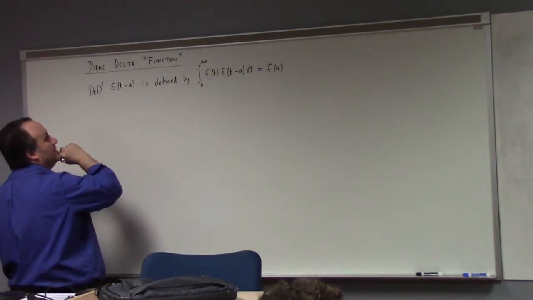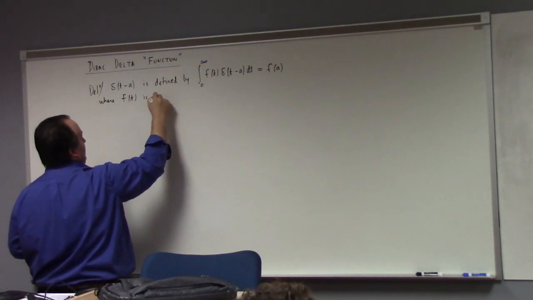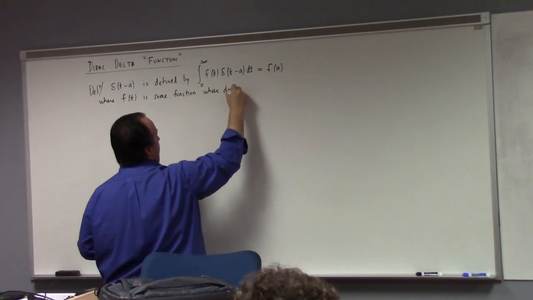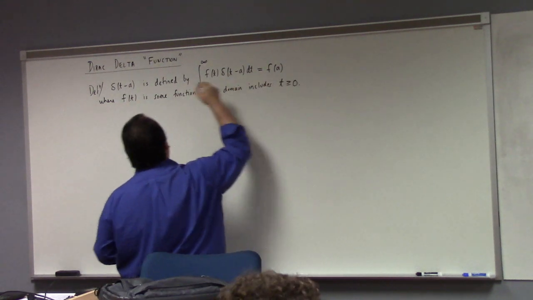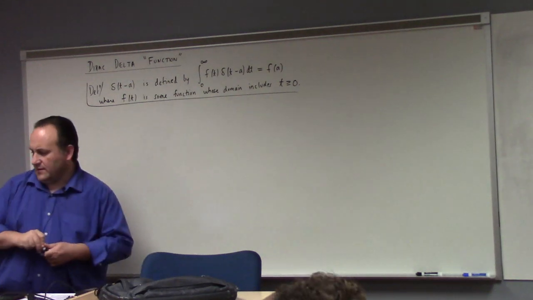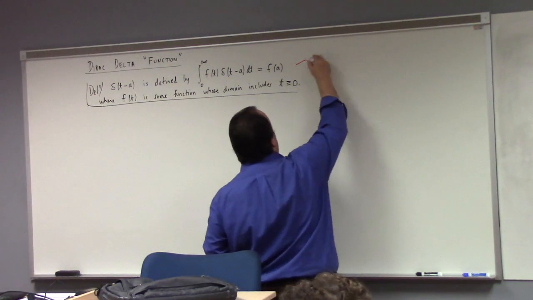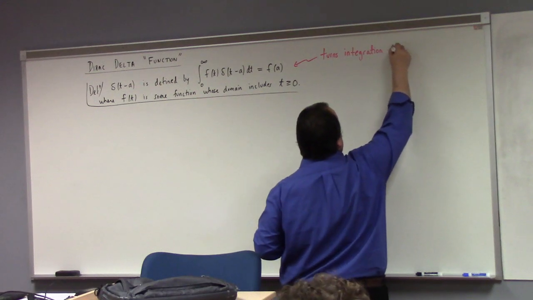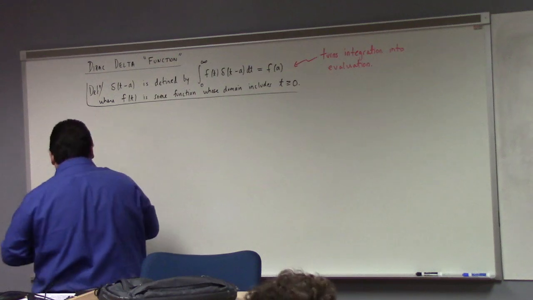All right. So where f of t is some function whose domain includes t greater than or equal to 0. So just to give you a quick slogan here, I always tell students the way to understand the Dirac Delta function is that it turns an integration into evaluation. It's exceedingly strange, this thing.